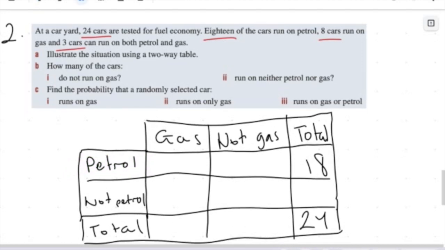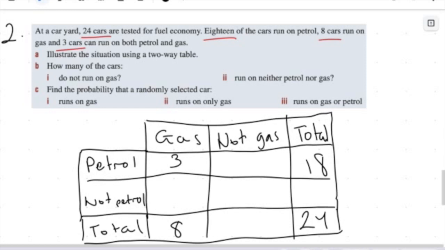And I have the total amount of cars that run on gas. That is going to go down the bottom here. So I have 8 cars that run on gas, the total amount that run on gas. Now, I'm told that 3 of these cars run on both. Now remember, we said this section here was going to be our both petrol and gas. So I'm going to pop a 3 here.